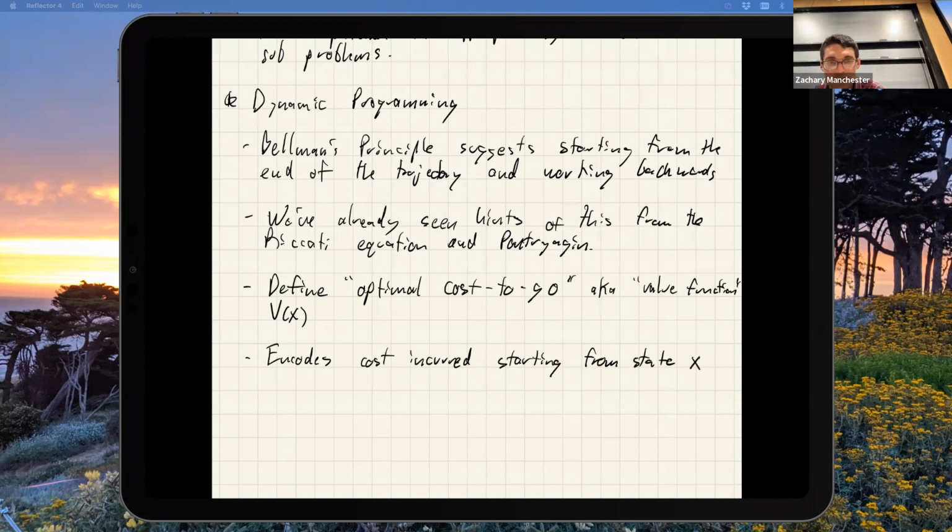Oh, and in general, this is also a function of time, so it's indexed. If I start at state X at time K, this tells me the minimum cost if I were to do everything optimally.